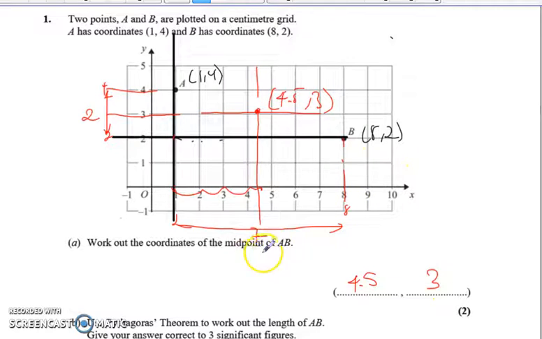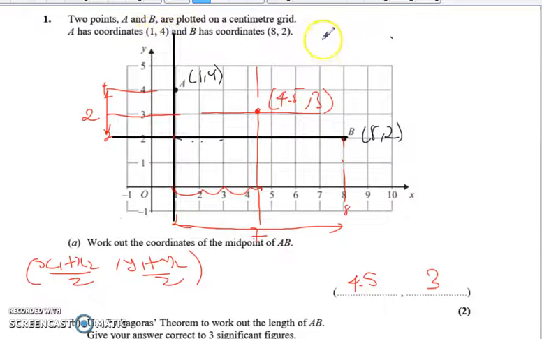Now, if you wanted to use calculations to do this, you would be using the formula of the midpoint to be x1 add x2, and then you halve that, and then y1 add y2, and you halve that as well. So label your given points. It doesn't matter which one is your x1 and x2. I'm going to use this. So this will be my x1, y1 for A, and then x2, y2 for B. So all you do is just substitute it.